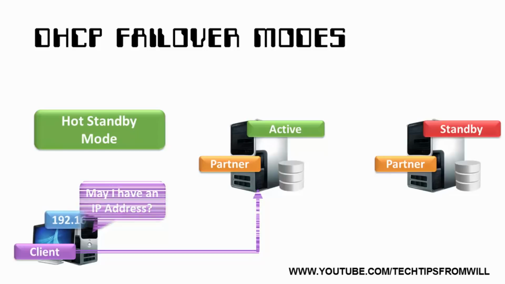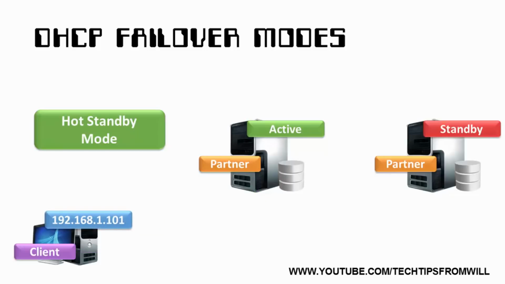When the active server gives out an IP address, it will update the standby server by replicating the changes. Understand, the standby server is merely meant as a backup in case the active server fails. That is, if the active server were to fail, the standby server will assume responsibility for DHCP until the active server comes back online. That being said, although the active server is the only server leasing IP addresses, it does not have control of all the IP addresses in the range.